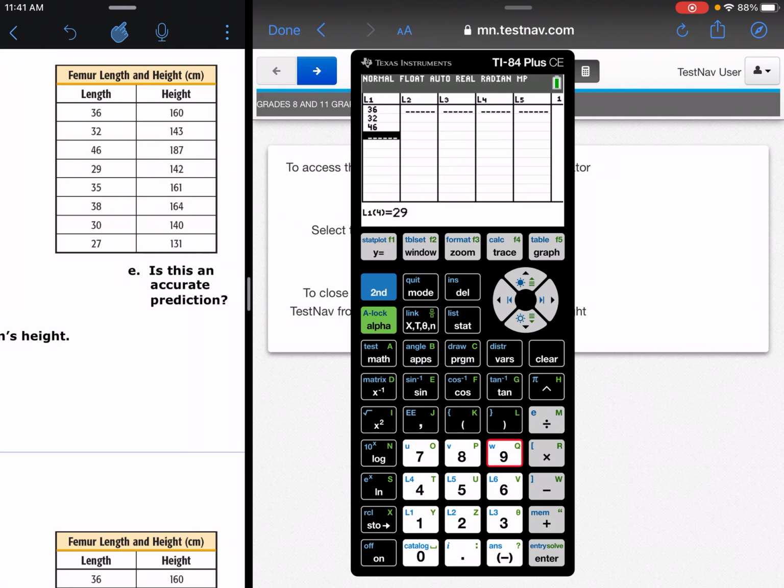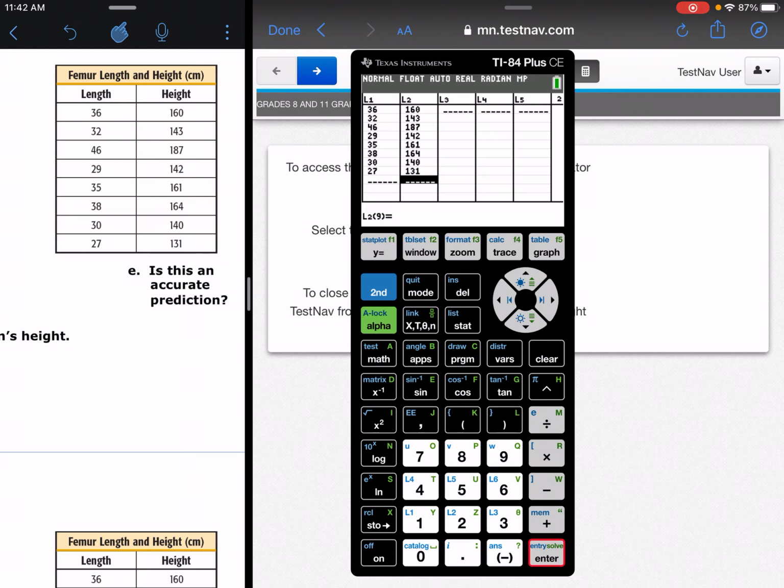You can do this with me here. Okay, and then you're just going to hit the right arrow key and go over to the second list and type in those values. Those are our Y values. Okay, so now our data is entered.